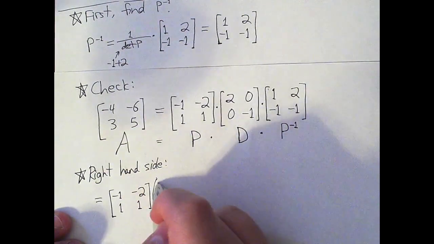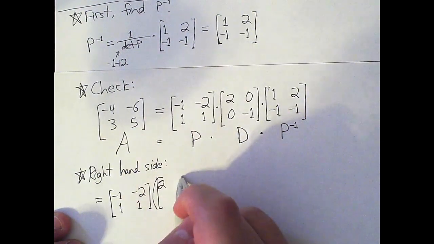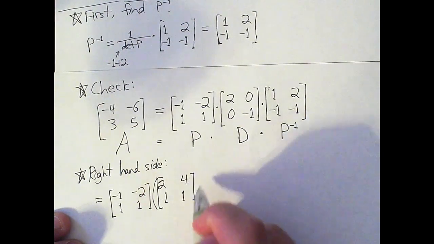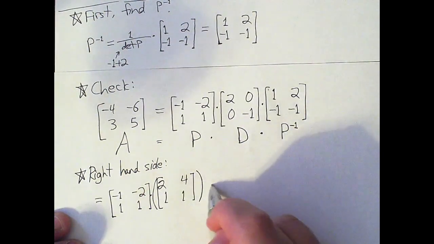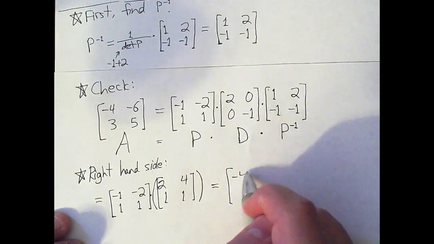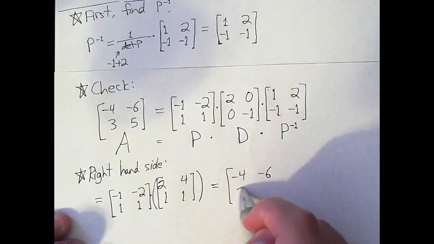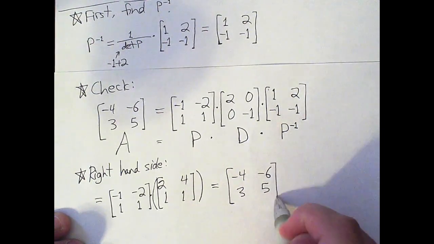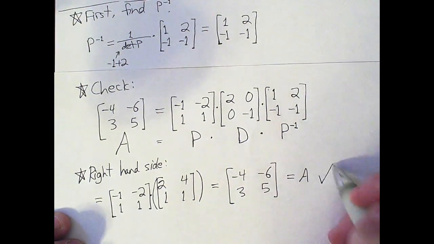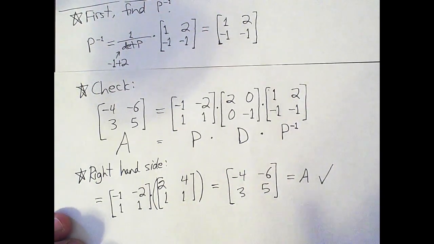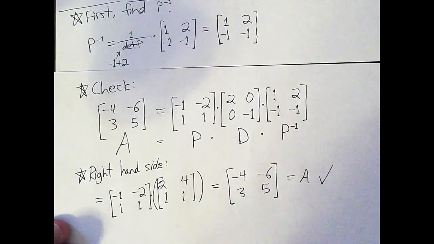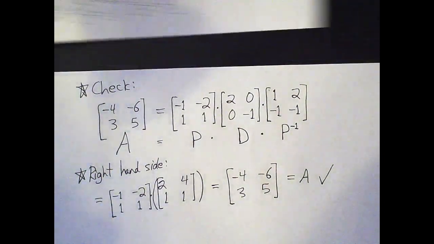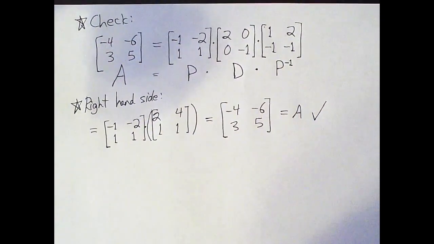So I got 2, 4, 1, 1, like that. And then I did that matrix multiplication, and I found that that does get me -4, -6, 3, 5, and that does equal A. So 2 matrix multiplications in order to check. It seems like sometimes in this class when we have a new concept, I do a problem where I kind of give us the answer and I just have us verify it.